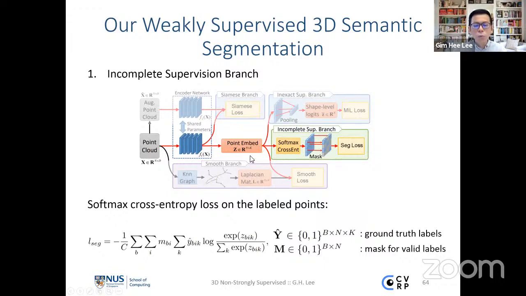Then the next thing to do here is that we will apply softmax cross entropy on all the points with available labels. Because this is weakly supervised learning, we are given very few points which are labeled in the point cloud. So we apply the softmax cross entropy loss, where M over here is the mask to tell us whether the strong labels exist for that particular point or not.